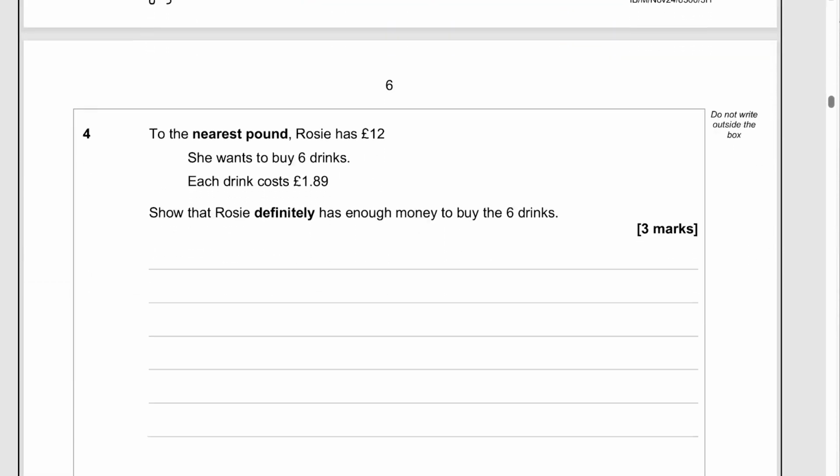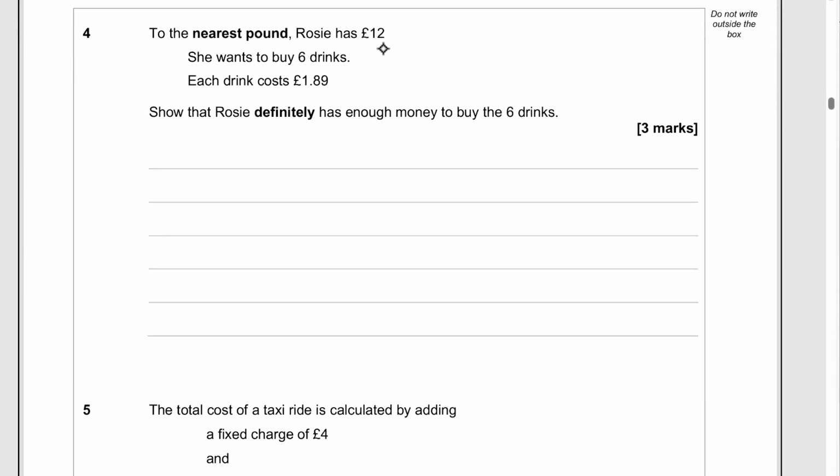Right. Question 4. To the nearest pound, Rosie has 12 pounds. She wants to buy 6 drinks. Each drink costs £1.89. Show that Rosie definitely has enough money to buy the 6 drinks. So if Rosie has got £12, the minimum she could have, because that's to the nearest pound, is going to be £11.50, because that's the smallest value that we would round up to 12. And then if we want 6 drinks, we're going to go 6 times by £1.89, and then hopefully that's going to be less than £11.50.